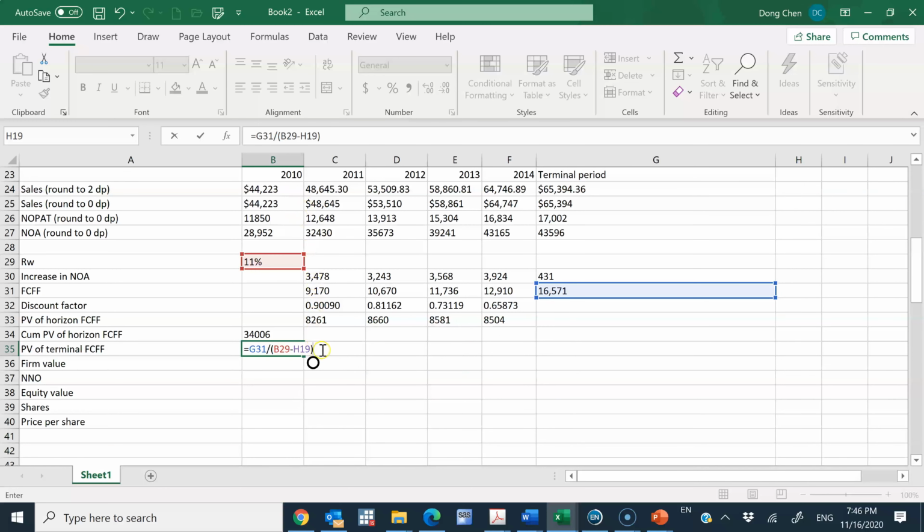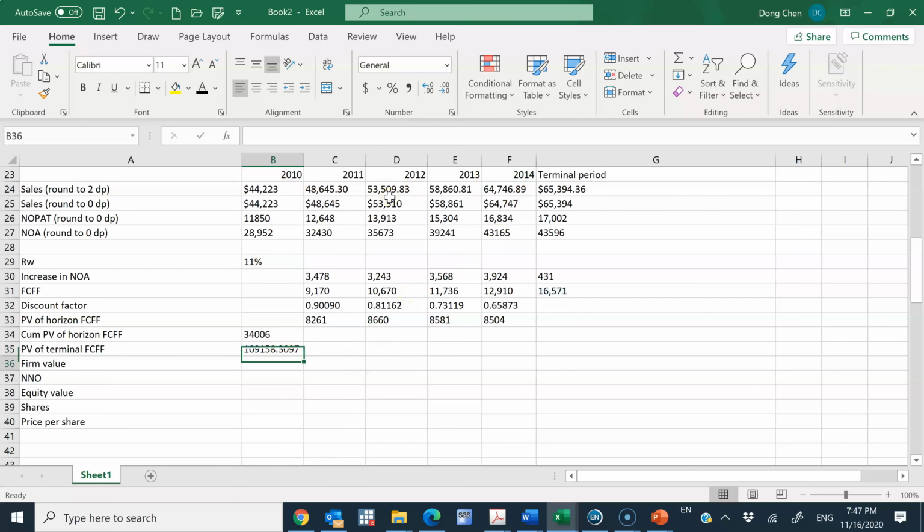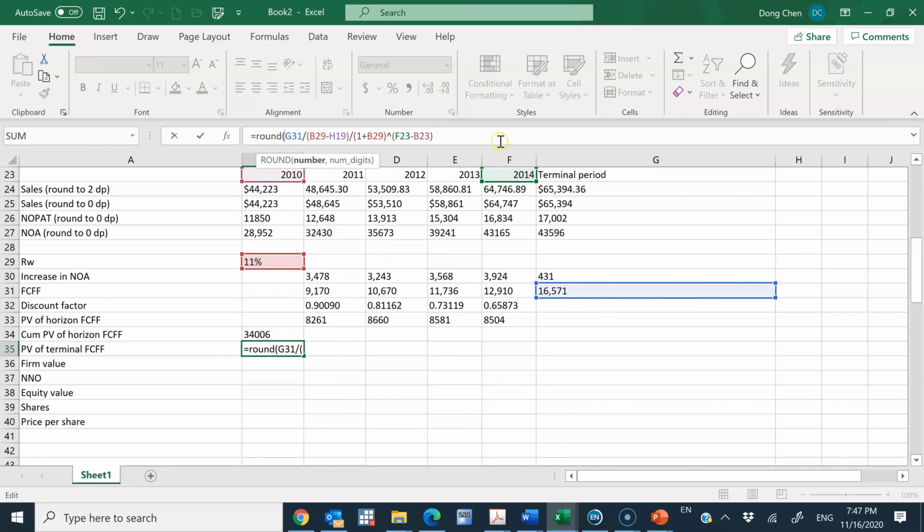But because we are ultimately interested in the present value in terms of the true current, which is 2010, we also need to discount this present value in terms of the last horizon period back to the true present. We do this by discounting by 1 plus the discount factor, raised to the power of 2014 minus 2010, which is 4. But I can also use the year number minus the year number. And then don't forget to use the round function.